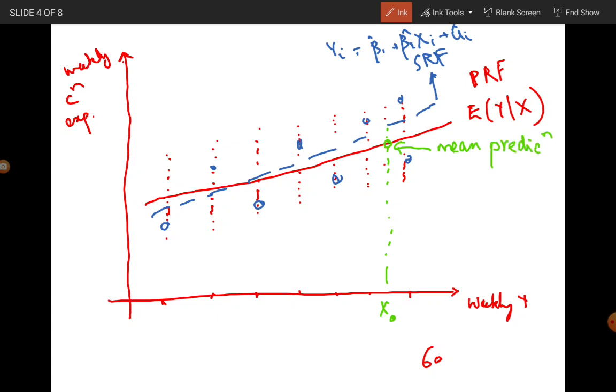So that is one type of prediction that can be expected. Another possibility is that you're trying to predict the individual y value. That is, given x equal to x naught, you're trying to find out what this individual y naught value is. Right? So this would be individual prediction.